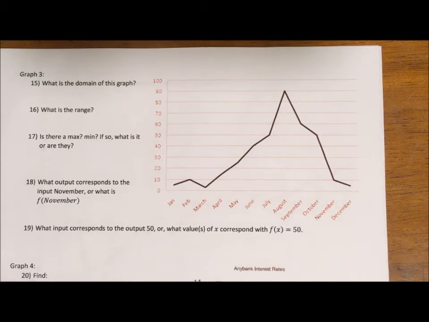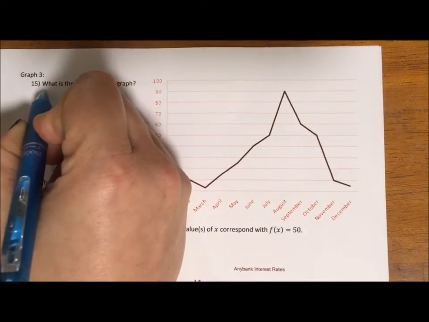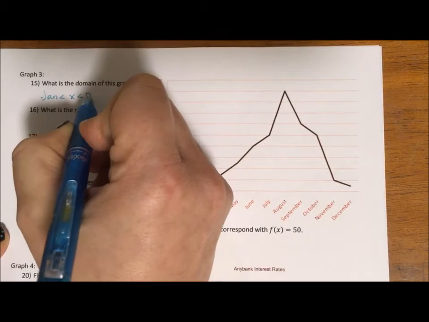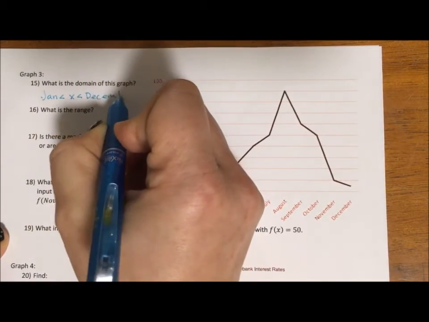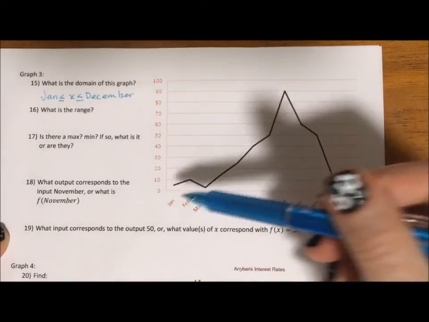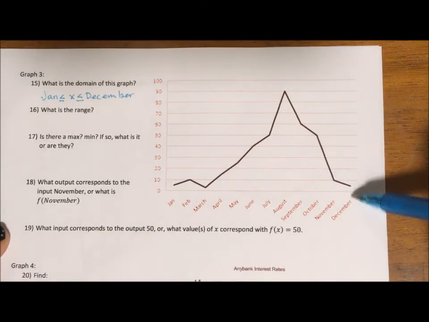It says, what is the domain of this graph? And the domain is January is less than x is less than December. I'm going to put equal signs in there because we actually have data for January. We actually have data for December. So the graph exists at those two points. So that's when you use the equal sign because it does equal there.